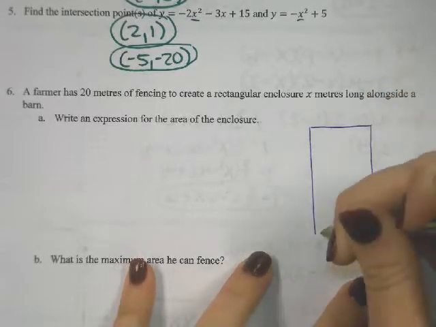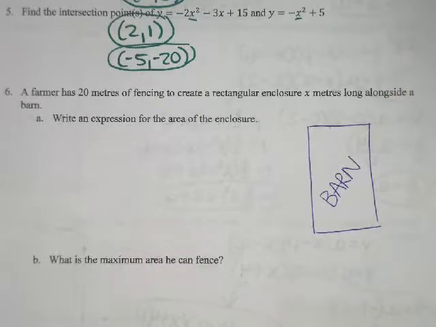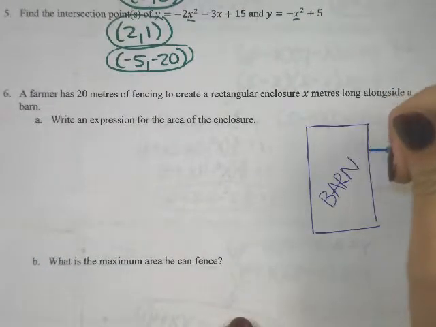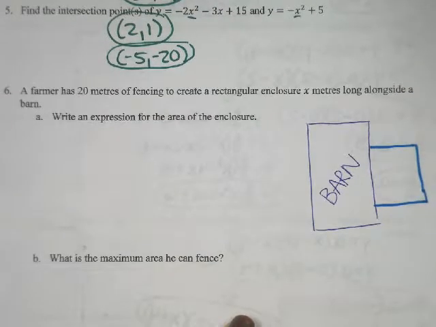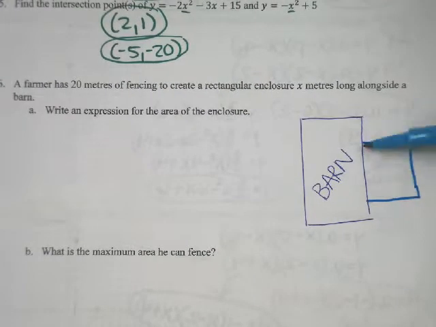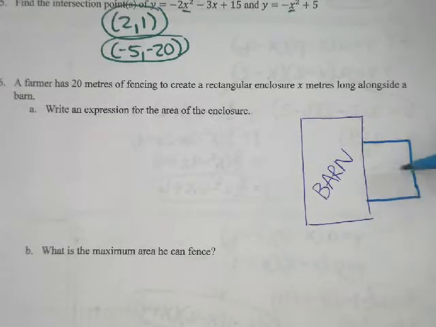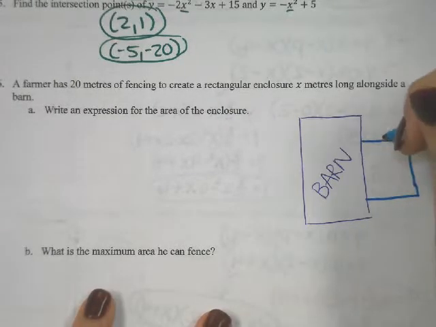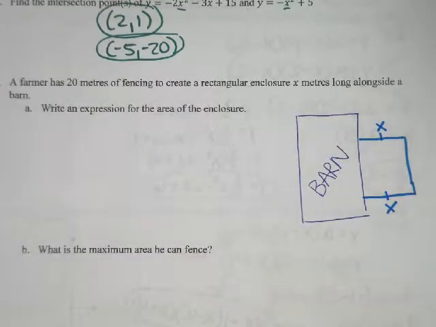We have a barn, and we want to create a fence off of this barn, like an enclosure like this. He has 20 meters of fencing in total, so the barn accounts for this side, and then this blue line here needs to account for 20 meters of fencing. These sides are X long, and they want us to write an expression for the area.